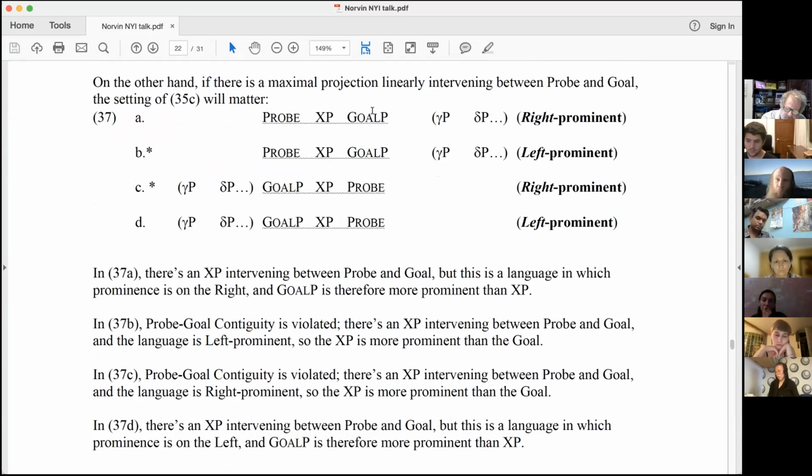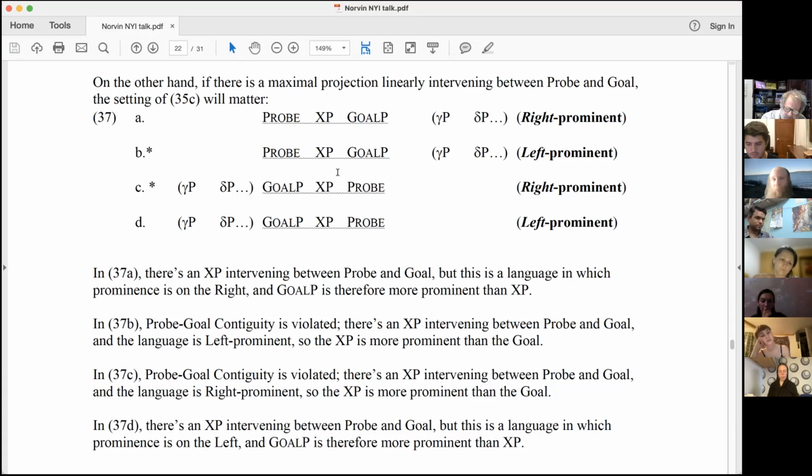If you're looking at a right prominent language, then 37a is fine, because although there are two phrases in the string containing the probe and the goal, the goal is the rightmost thing, and it's a right prominent language, and so that's okay. The goal will be more prominent than the XP. On the other hand, if you're looking at a left prominent language, this kind of string, 37b, will not be okay, because there are two phrases in the smallest string containing the probe and the goal, and the XP is the leftmost one, and so the XP will be more prominent than the goal, and so contiguity is not satisfied. That's for the case where the probe precedes the goal.